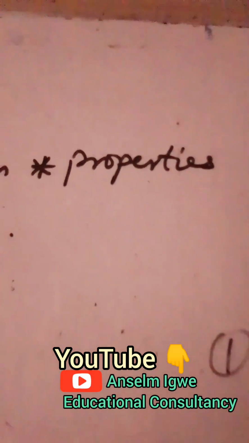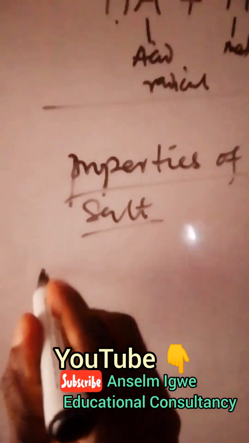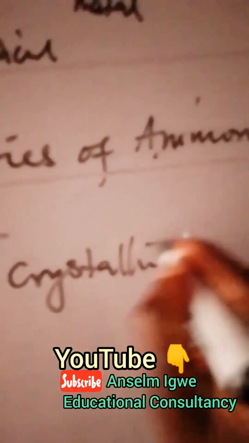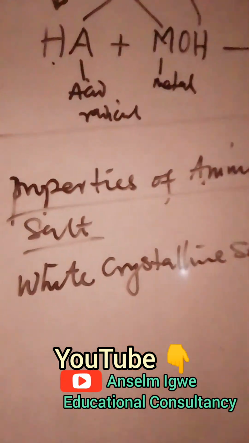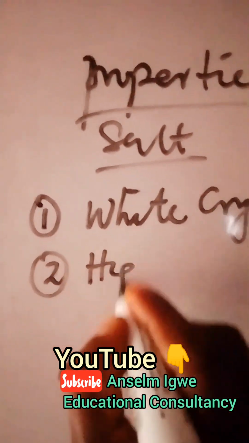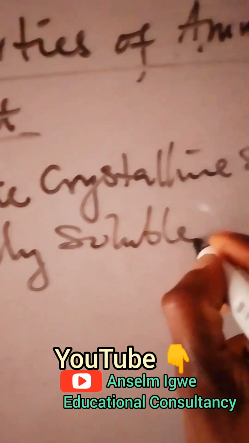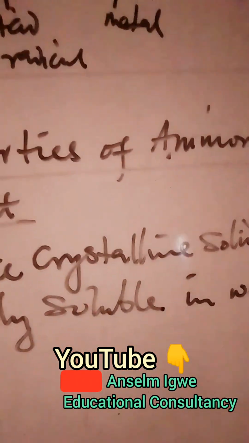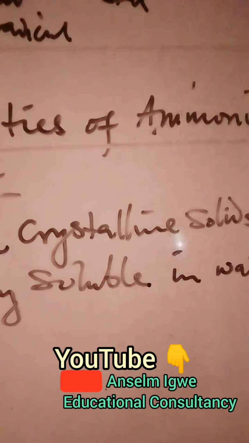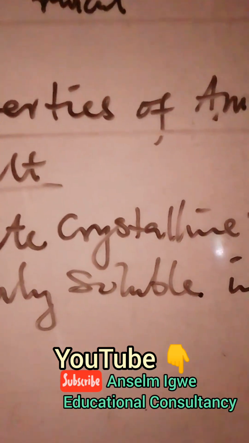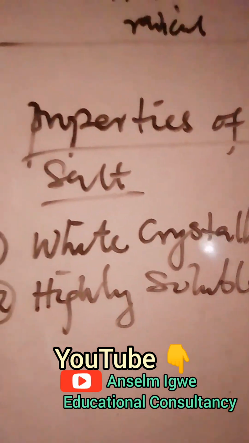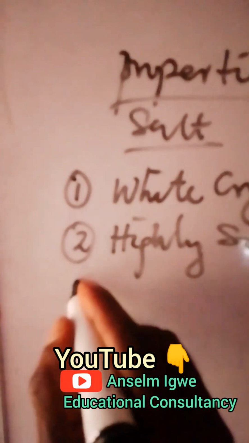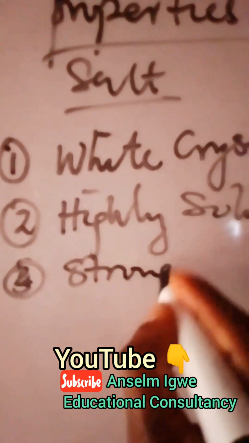The next is properties. Number one, all common ammonium salts are white, crystalline solids. Number two, they are highly soluble, just like the table salt, your cooking salt, sodium chloride. They are highly soluble in water. In fact, they resemble their group 1A metallic salts, like sodium chloride and potassium chloride. They are white crystalline solids, and they are highly soluble in water. They readily ionize in water. Therefore, they are strong electrolytes.